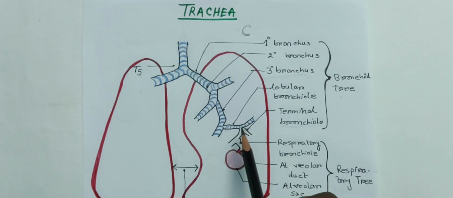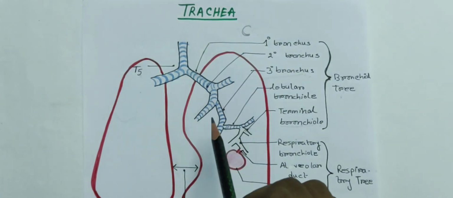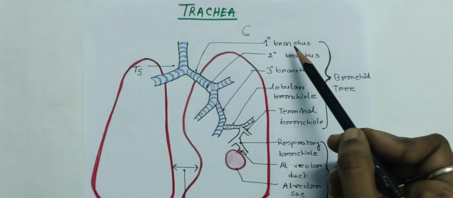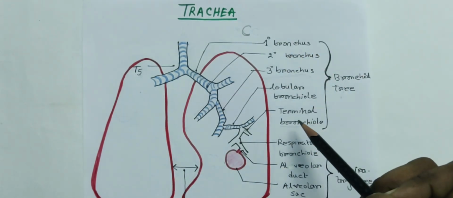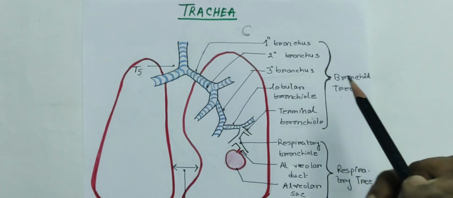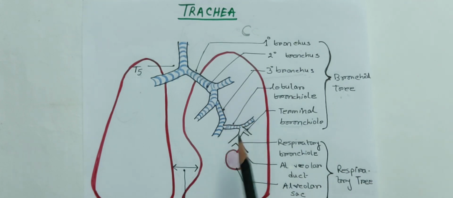Up to the terminal bronchiole they act to pass the air. So from the primary bronchus to the terminal bronchiole, these are called the bronchial tree. And then after the terminal bronchiole, it is further divided into different branches. The first is the respiratory bronchiole, then the alveolar duct, then the alveolar sac. So these parts are called the respiratory tree.